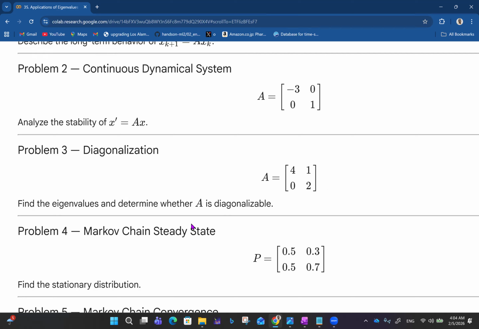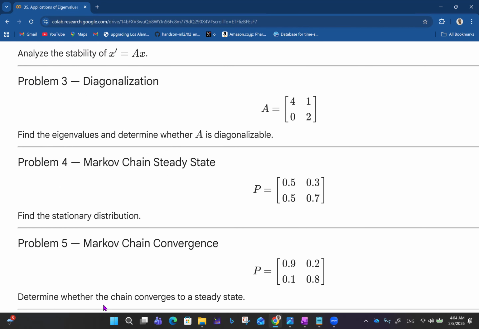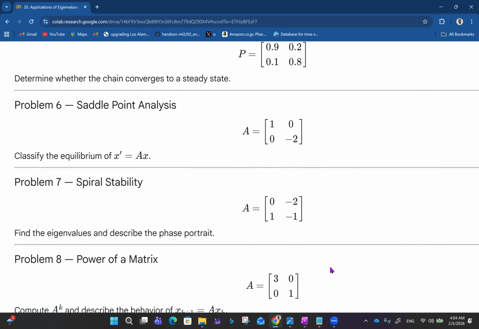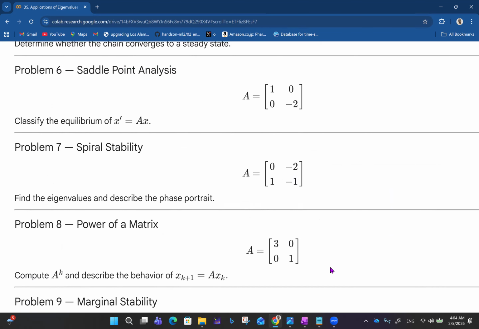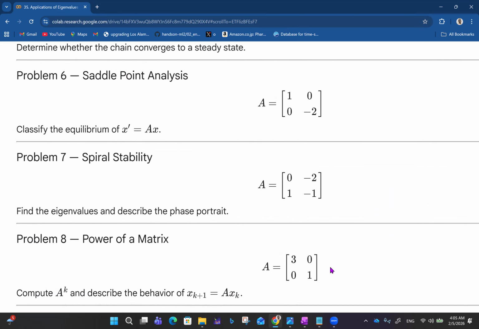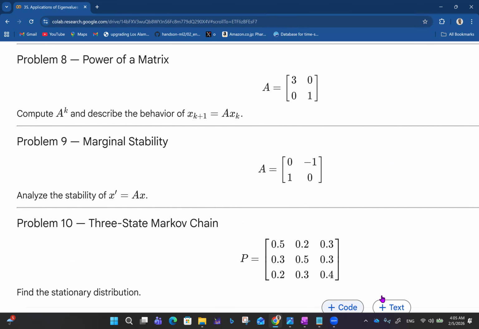The Markov chain steady state, P is 0.5, 0.3. Find the stationary distribution. Of course, you've seen that kind of thing before. Markov chain convergence: determine whether the chain converges to a steady state. Follow the example like before. Yeah, so just try your hands on this. All these questions. Now we have 6 to 8. Try your hands and see how well you can get them. The 3 Markov chain: you want to try this. We've done the 2 by 2 type before. So just try this for this 3 by 3.